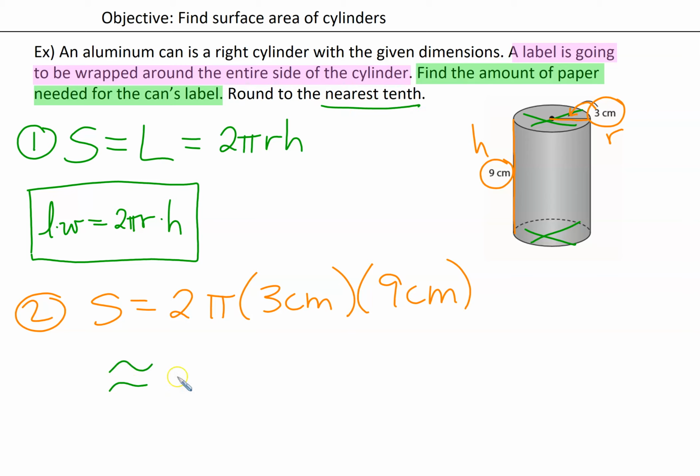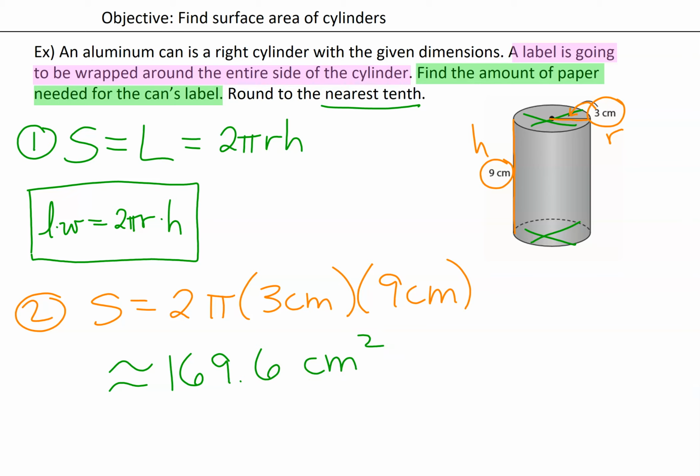So I'm going to use my calculator here again. Again, I just type that in. I don't need any parentheses here because it's all multiplication. So let's try that calculation. Hopefully you're coming up with the same thing I am. I get 169.6 centimeters squared, or square centimeters.